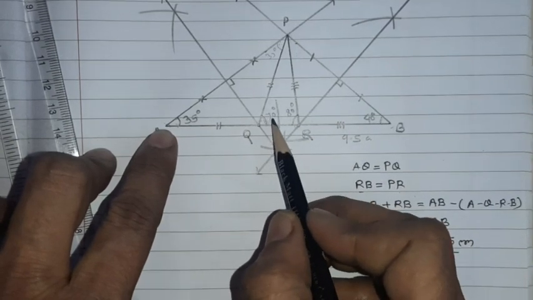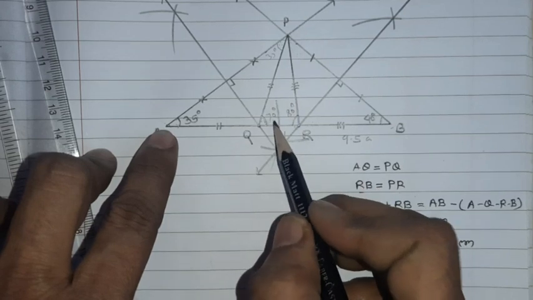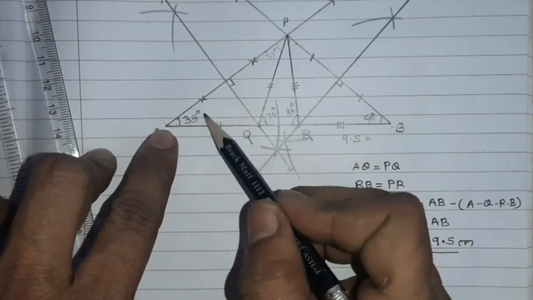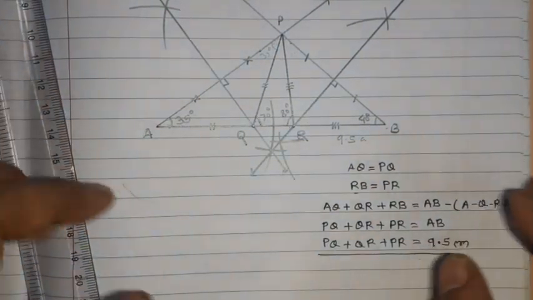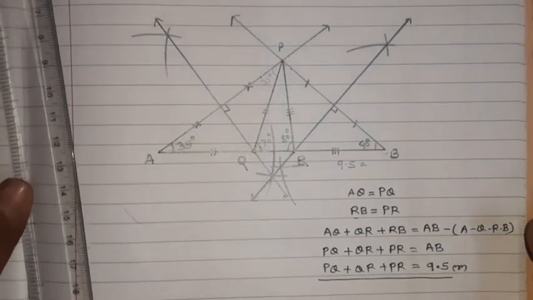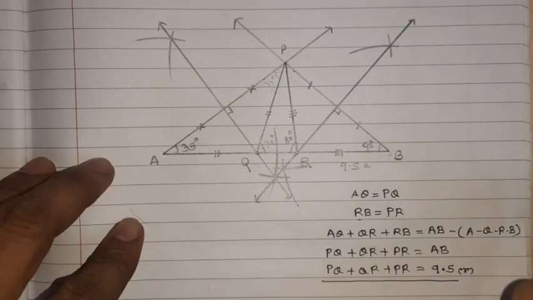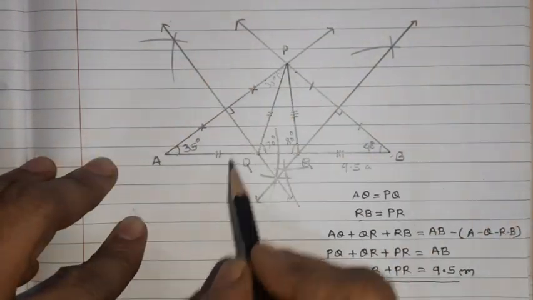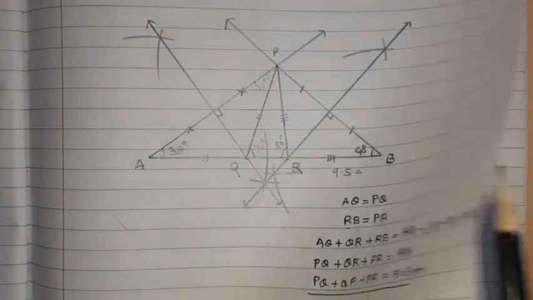Because see here, this is the remote interior angle and this is the exterior angle, and the measure of this exterior angle is equal to the sum of its remote interior angles. Therefore dear student, go through this video again and again and try to draw the constructions. It is a very simple and interesting construction. Base and perimeter are given and two base angles are given. We can construct the triangle very easily.